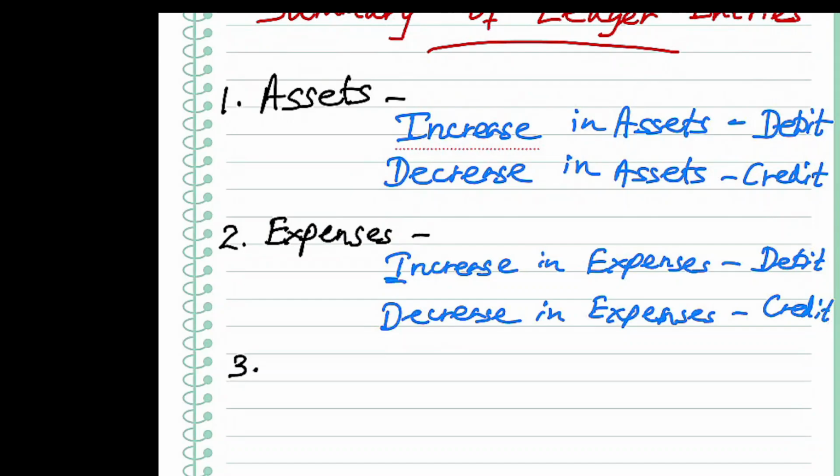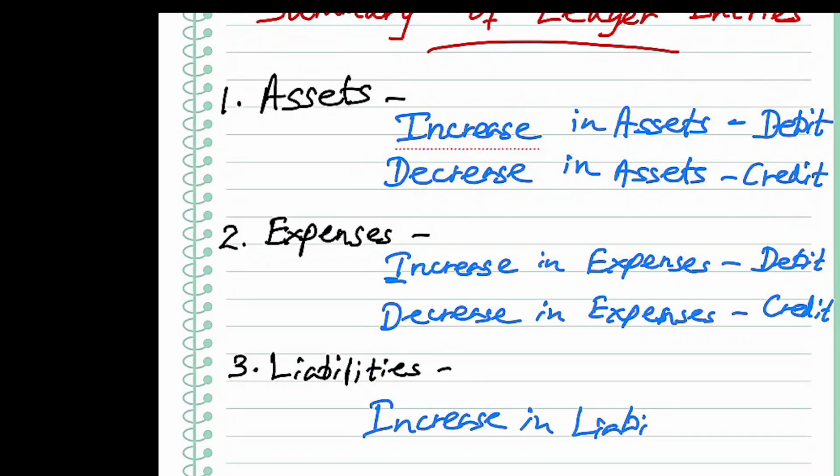Number 3, liabilities. Right? Increase in liabilities, credit. Decrease in liabilities, debit.